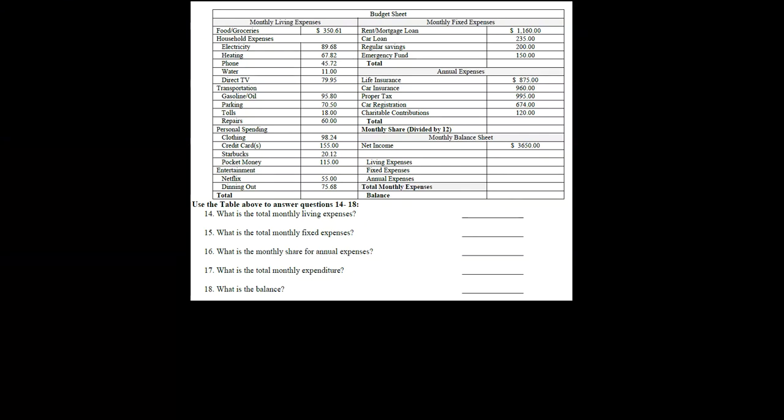14 through 18 is really just doing one of the budget sheets and then taking the information from the budget sheet and looking down at the bottom, down here, and filling in that information. So first, remember our monthly living expenses. These are the expenses that change each month. If I add all of those up, that's going to give me the total amount of money that I spent for this month, even though these bills change each month.